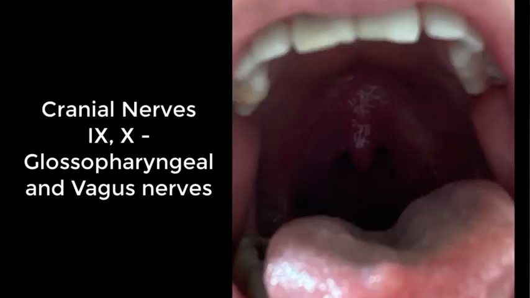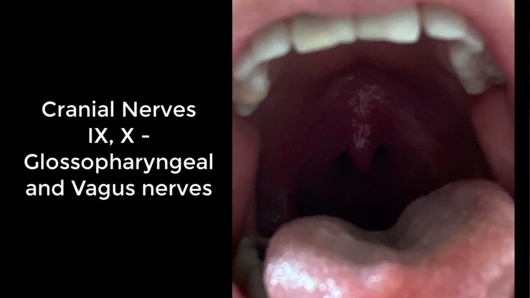We will test the ninth and 10th cranial nerves, the glossopharyngeal and vagus nerves, by using a small tongue depressor and asking the patient to open their mouth and say ah. We should note that the uvula and the palate should rise in the midline and the tonsillar pillars should move medially. We will then touch the posterior pharyngeal wall with a cotton applicator stick and note the presence of pharyngeal sensation, but we do want to avoid the gag reflex because we don't want to make the patient gag.